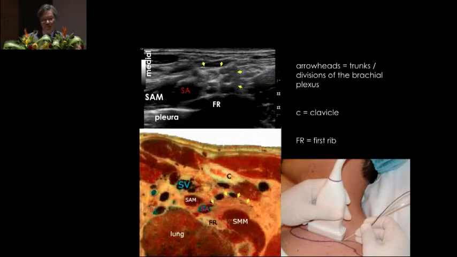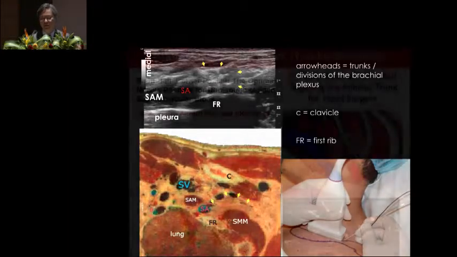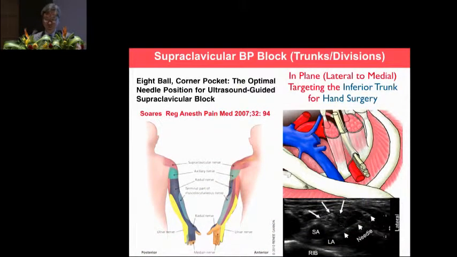So a little bit about supraclavicular block. We do a lot of supraclavicular block now. We call it spinal, Dr. Sykes called it spinal of the brachial plexus block. Yes, it's very useful because the trunks and the divisions are packed together. We talk about the corner pocket, put the local anesthetic between the subclavian artery and the first rib.